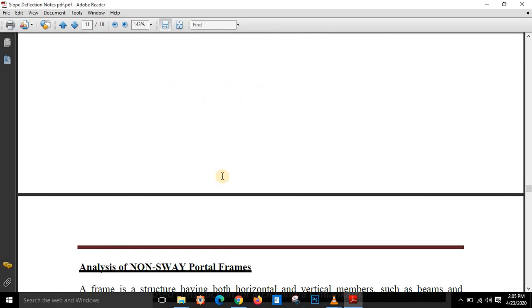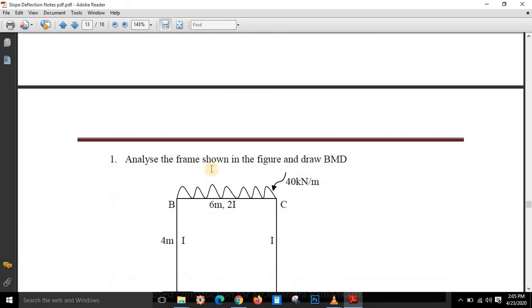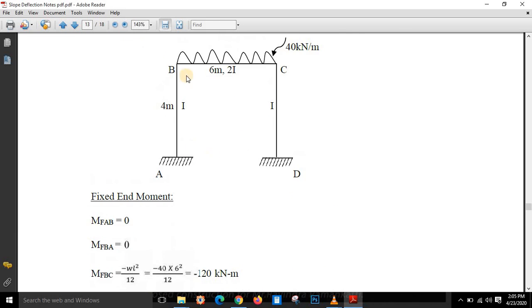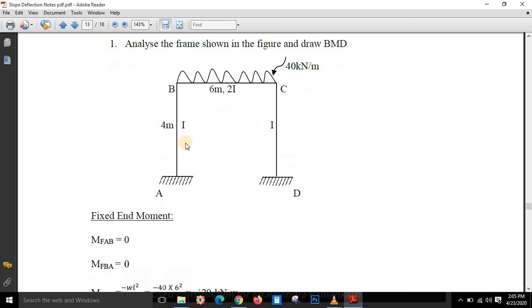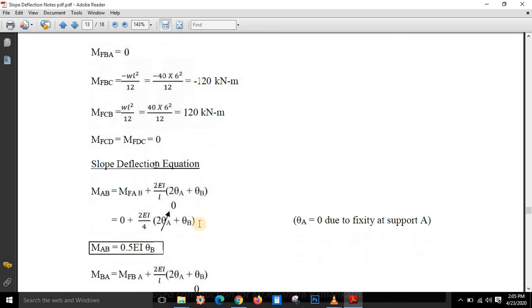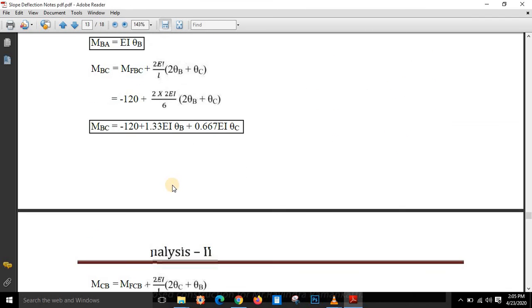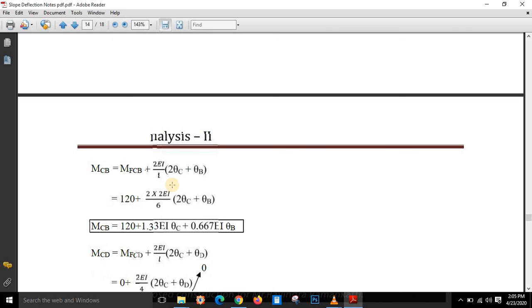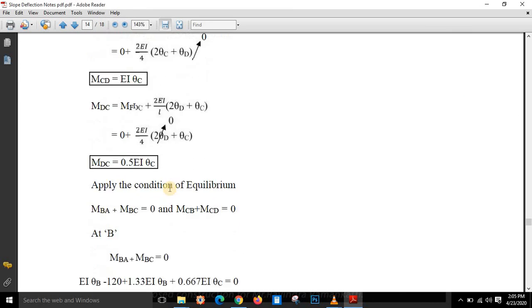I'll just take a basic example of non-sway portal frame. So portal frame examples are also very simple. So this is a portal frame which I am going to consider. For this we need to draw the bending moment diagram. So fixed end moments calculation will remain same. Slope deflection equation will also remain same. Everything else will remain same. There is no change. It's a very simple type of problem. So you can go through it. If you are arriving at any difficulties, please let me know.